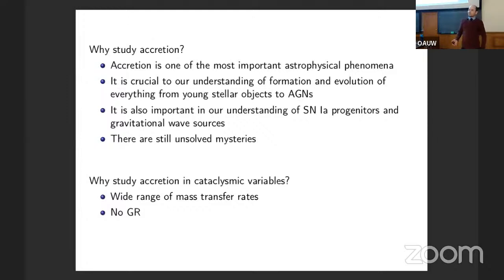The other reason is that we have a white dwarf, which is a pretty low-mass star. And we don't have any general relativity effects. So our models can be pretty simple. We can build simple models without general relativity and then apply and evolve these models in more complicated situations like accretion onto black holes in AGNs.